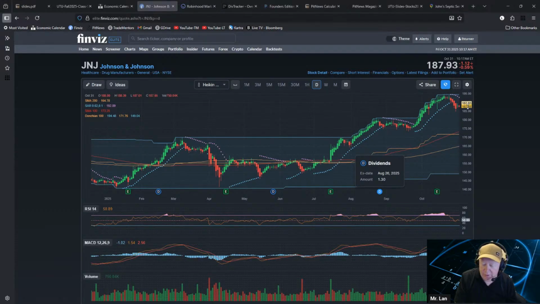We're going to go to our little calculator. Okay, here's our calculator. We're going to do $10,000, because that's how much we're going to invest, right? $10,000. And then it's $187 a share. So we're going to divide it by 187, because that's how much we can buy right now. So that gives us 53 shares. So 53 shares, and then we get $1.30 for every share we have. So we're going to go times 1.30. So it gives us $69.